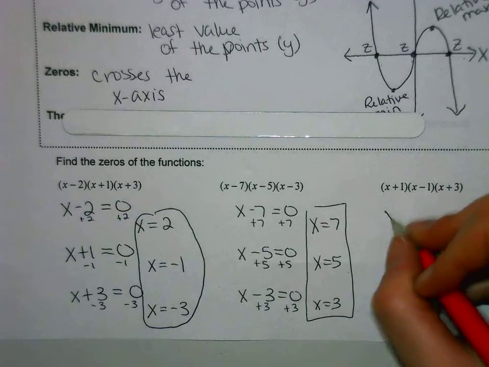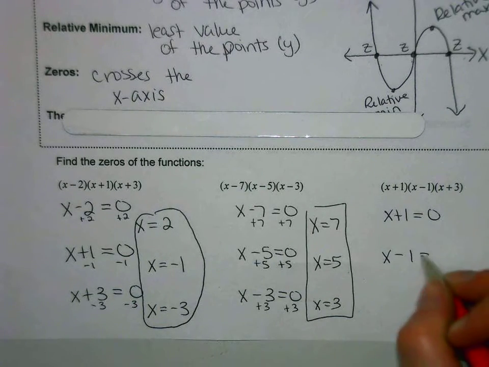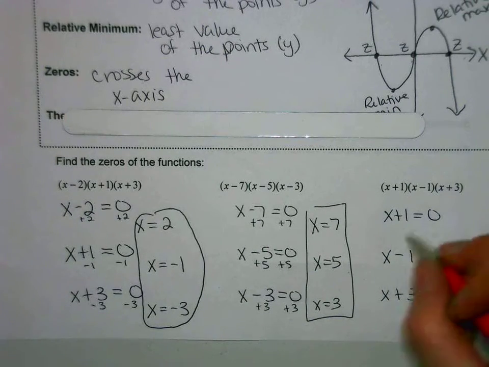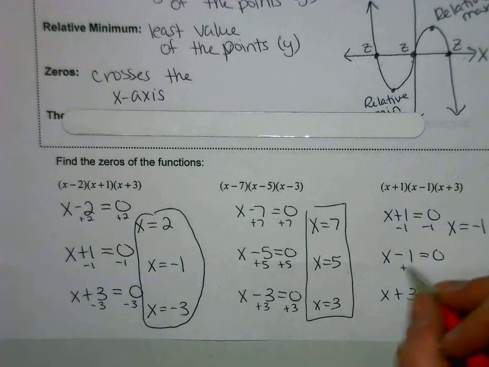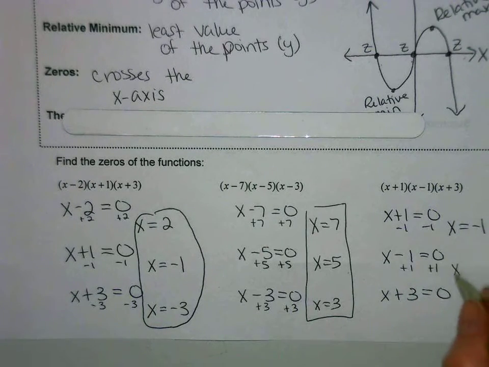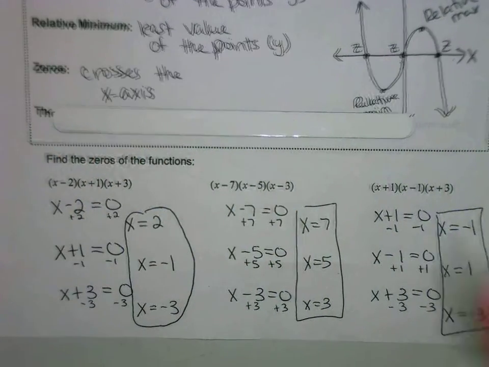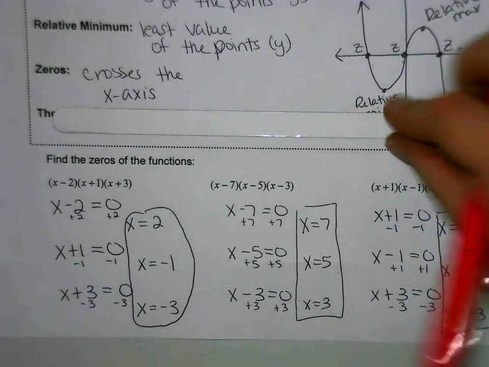Last one, we have x plus 1 equals 0, x minus 1 equals 0, and x plus 3 equals 0. So here we would subtract 1 from both sides, so x equals negative 1. Add 1 to both sides, so x equals 1. Subtract 3, so x equals negative 3. So here are our zeros, meaning that's where they cross on the x-axis. Page over.